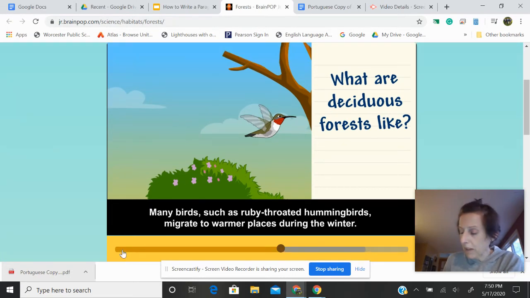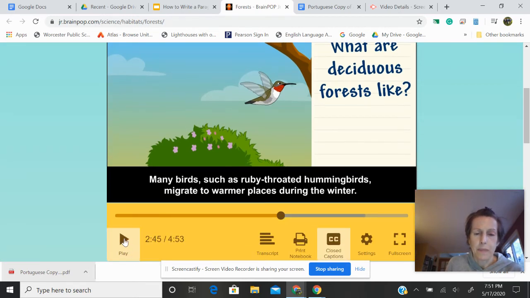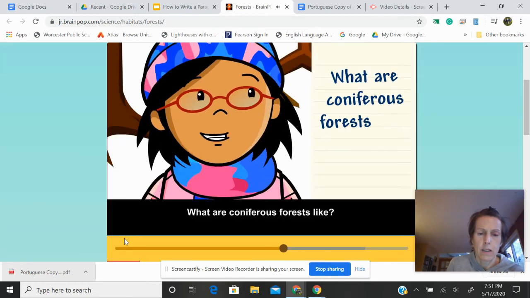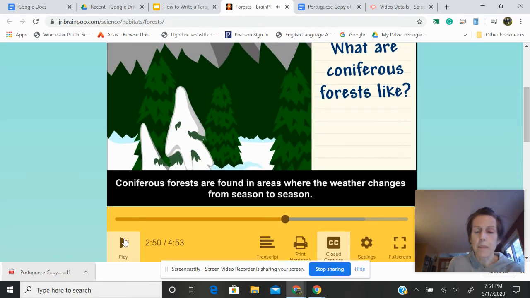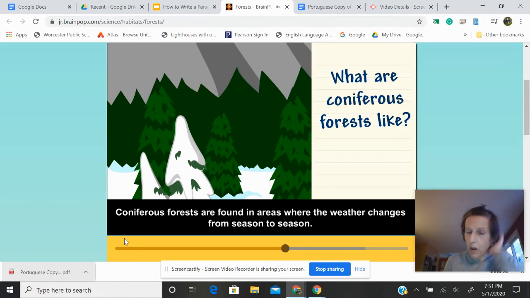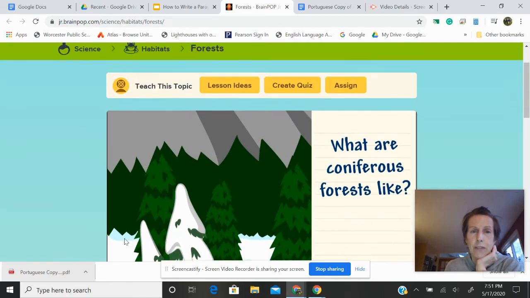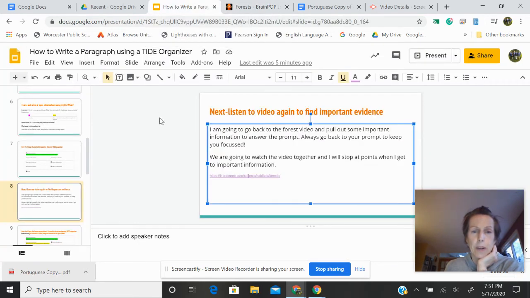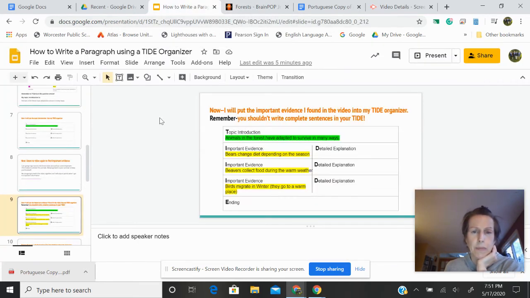And we have the ruby-throated hummingbirds. And I'm going to put migrate. Hummingbirds migrate. Okay. Now I'm going to keep going. Okay, I'm going to stop the video there because now she's talking about plants again, but I have gotten information about 3 different animals. So now I'm going to go back to my tide organizer.